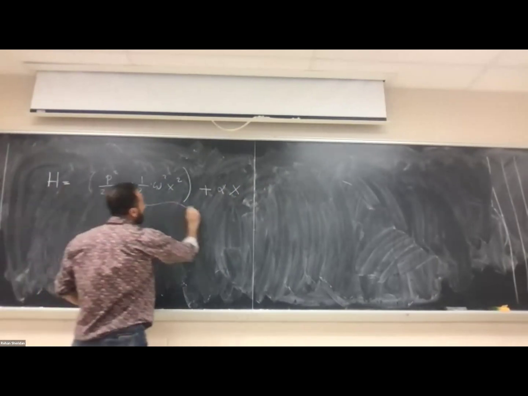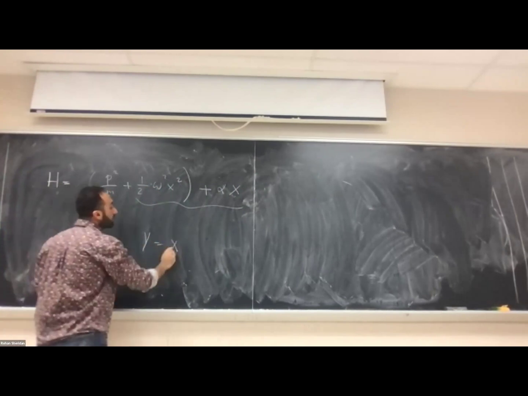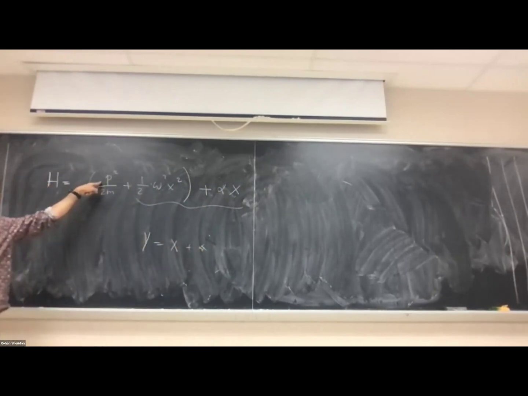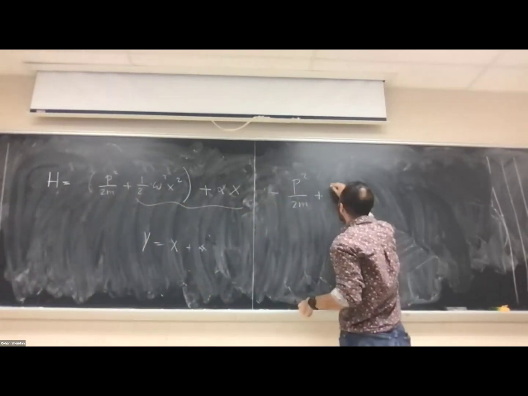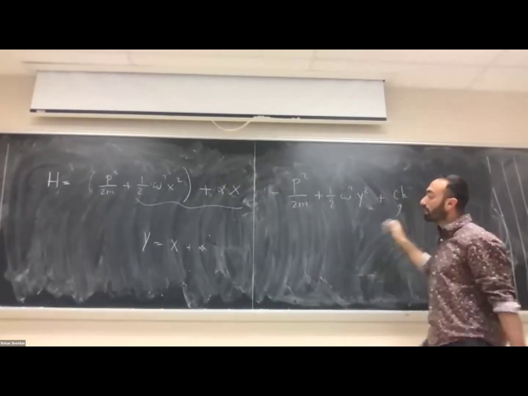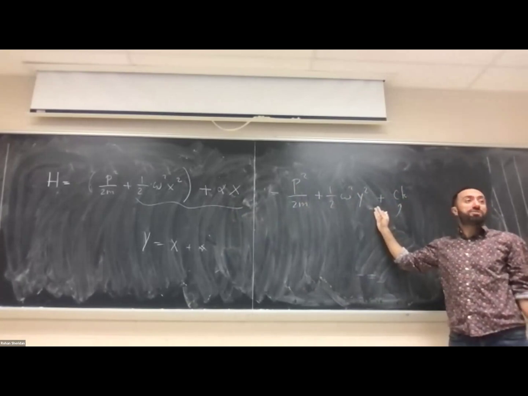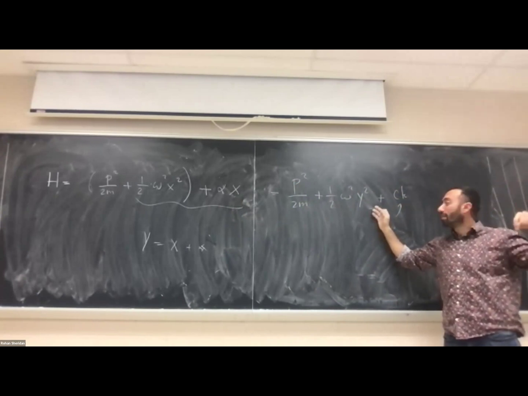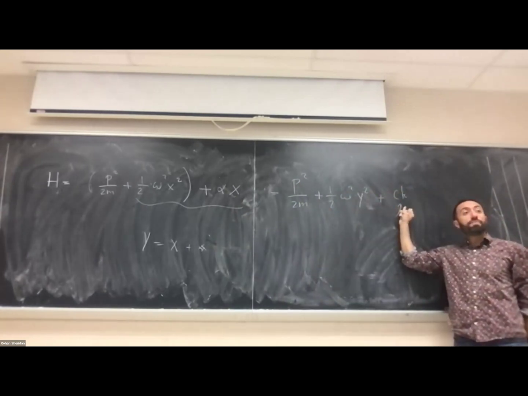What is the trick? Look at this and complete the square. Define a new variable y, which is x plus something. That something is constant, so your p's don't care. You write this as p squared over 2m plus half omega squared y squared plus a constant that you could calculate, whatever comes out of completing the square, right? Now, if you solve this, you know all the wave functions of this. This is a simple harmonic oscillator. It has the exact same eigenkets after replacement of y by x. The only thing that's happened is that eigenvalues are now shifted. That's it.